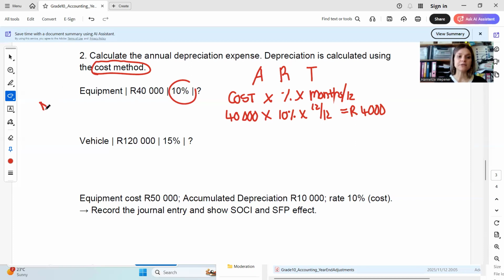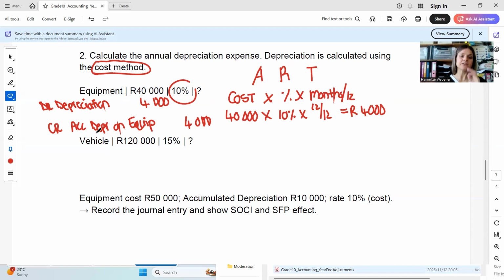What am I going to do with this 4,000 Rand? I'm going to debit my depreciation expense. In other words, in the SOCI, I'm going to add on to the depreciation expense 4,000 Rand. And then I'm going to credit the accumulated depreciation on equipment account. Once again, you are not abbreviating accumulated depreciation on equipment account in the SFP.